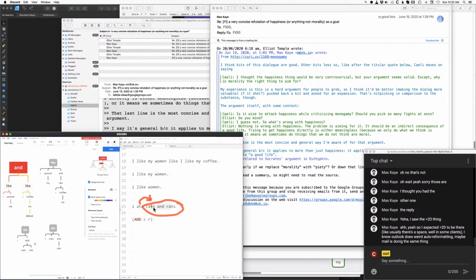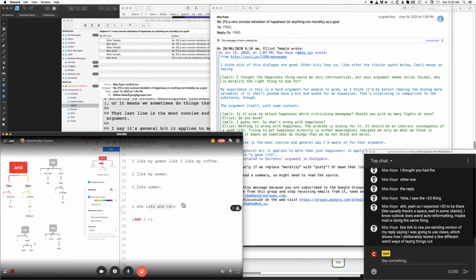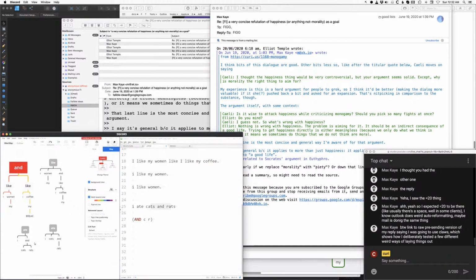Yeah, so he's eating a group. So eat applies to the group cats and rats. So we want cats and rats to be grouped together. So one way to do that is have and be the parent and cats and rats be the children, which is the left one.